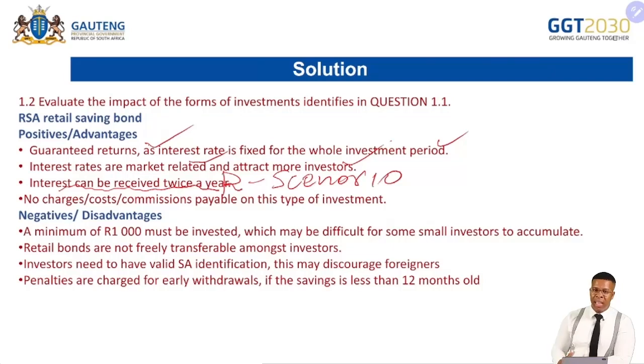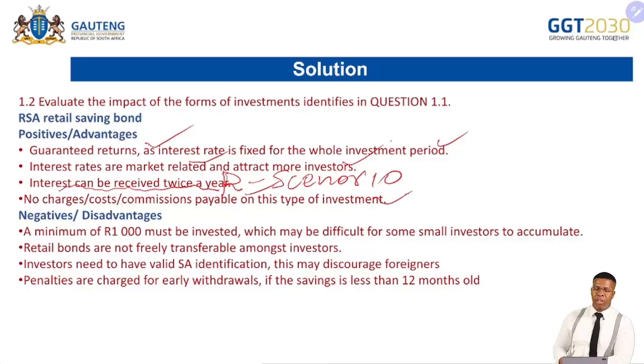When you write, sometimes it's very important to know more facts in each and every concept you are trying to learn. Because if this is the only fact you remember and it is already in the scenario, it means it doesn't allow you to repeat. Because if you repeat, you will get an R, to say you are not wrong, but you already obtained a mark for motivation using the same point. And then no charge or cost or commissions are payable on this type of investment.